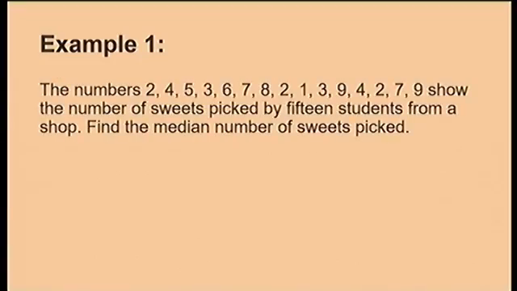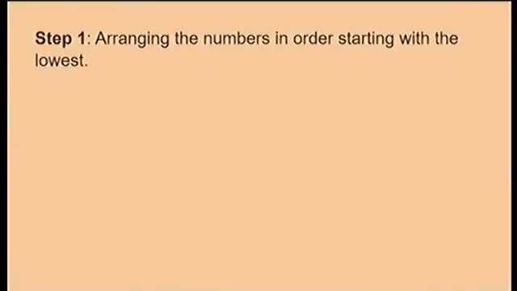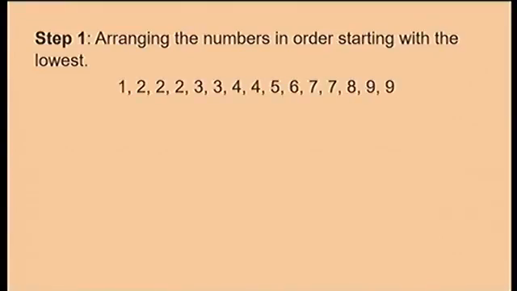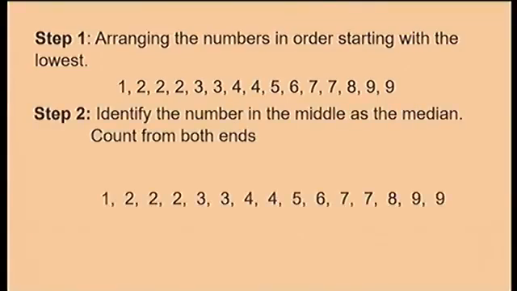Let's take an example. This time we are going to use numbers, and we are going to look at how to get the median if you're given data. So looking at our example, which is on the screen, we shall arrange our numbers in increasing or decreasing order. Increasing order means starting with the lowest to the highest. In decreasing order, we start with the highest to the lowest.